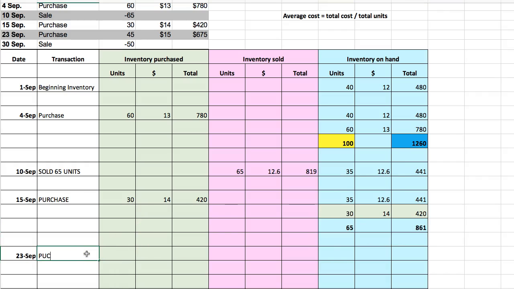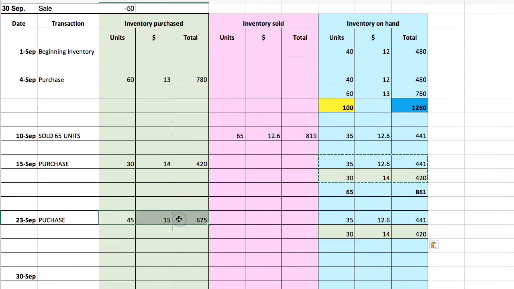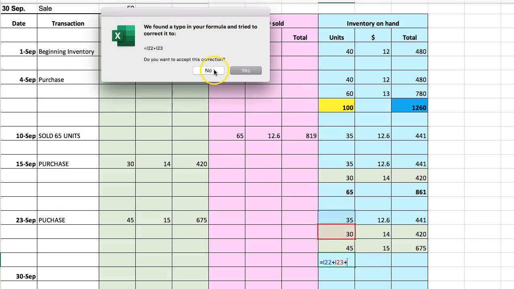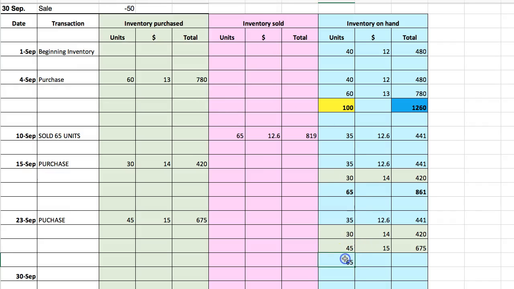All right, next is another purchase. Okay, put it in, 45, $15, and 675. So we copy down what we already have in our balances, and we put our new balance underneath, and we get our totals. So we have 35 plus 30 plus 45. Oh dear. All right, let's try that again. 35 plus 30 plus 45, 110 units.